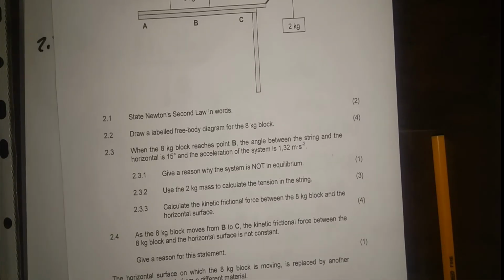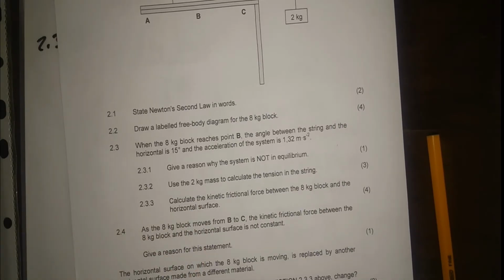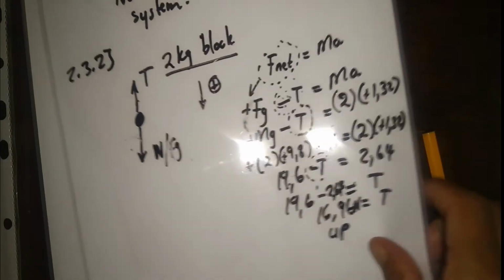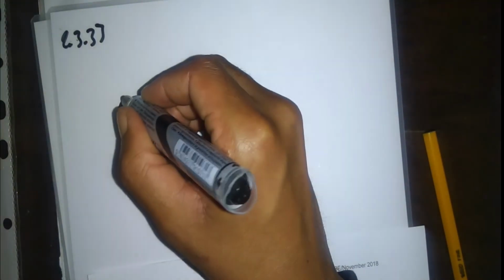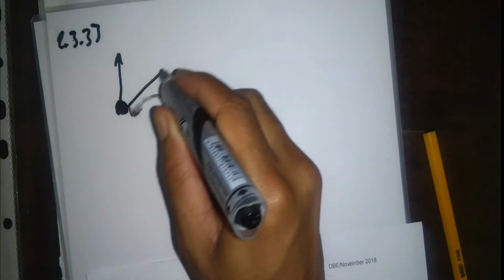Let's see the next question again. 2.3.3. Calculate the frictional force between the 8 kg block and the horizontal surface. Okay. It's for now the frictional force. 2.3.3. I think redraw this free body diagram for the 8 kg block.